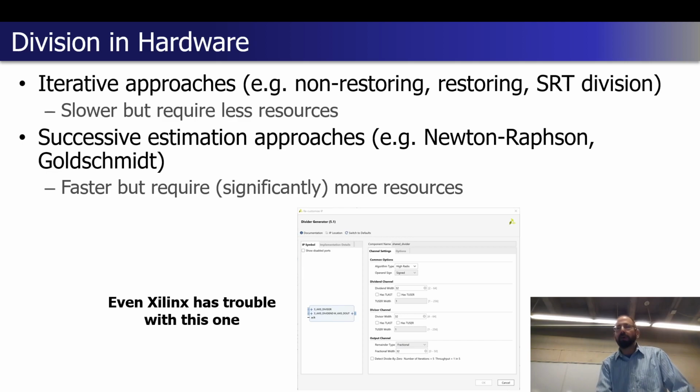So choosing the smallest possible divider in terms of resource usage is probably still your best bet, the one that takes the most number of cycles. And you'll say, well, then that's going to make my thing very slow. My pipeline will really be bogged down. But it's pretty bogged down already.